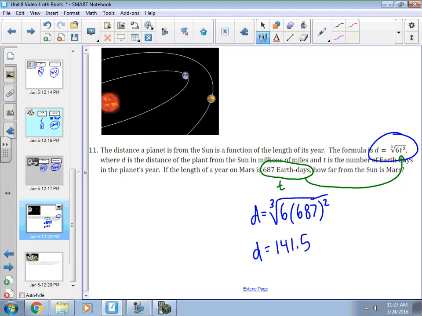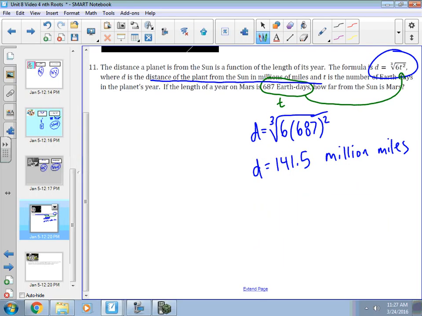That's not the solution. And they might throw something like this at you on the ACT. You've got to look at what they said. The distance the planet is from the sun is in millions of miles. So it would be 141.5 million miles. If that was how the multiple choice was on the ACT, you could just circle that one. Otherwise, what would you have to do to figure out what it would be as a number?